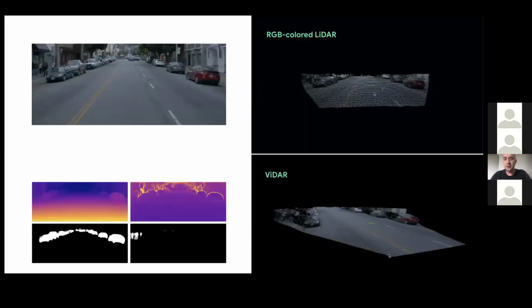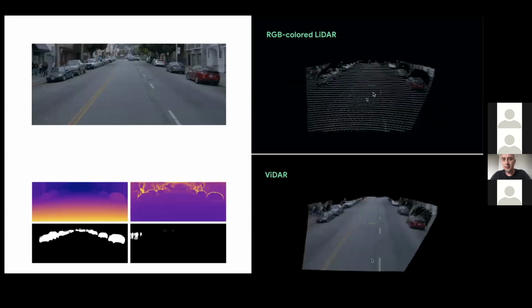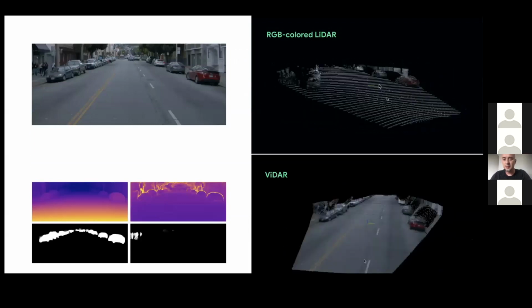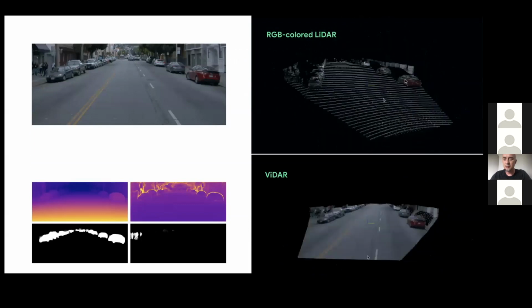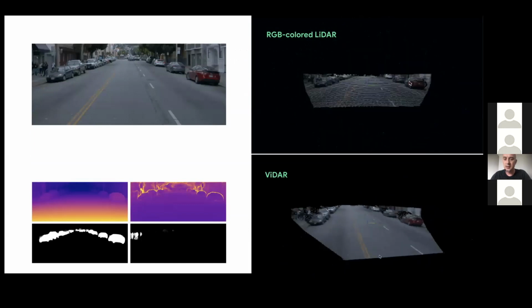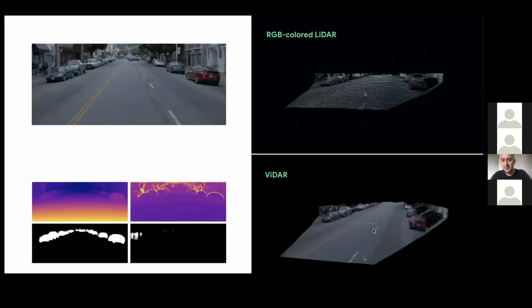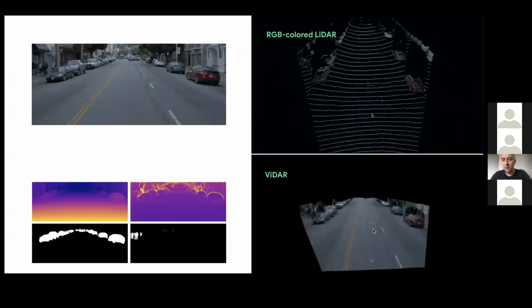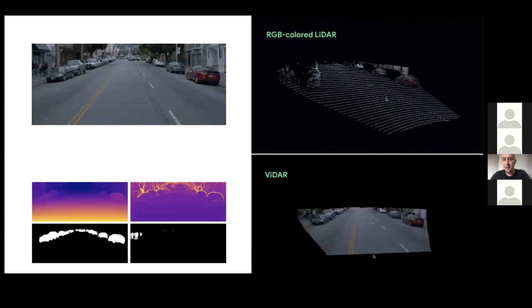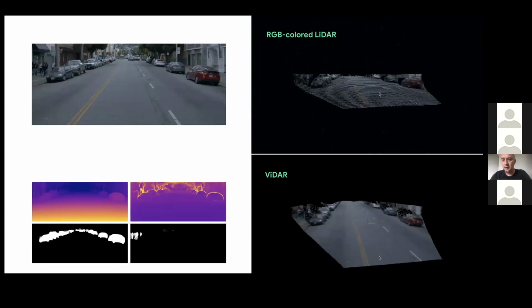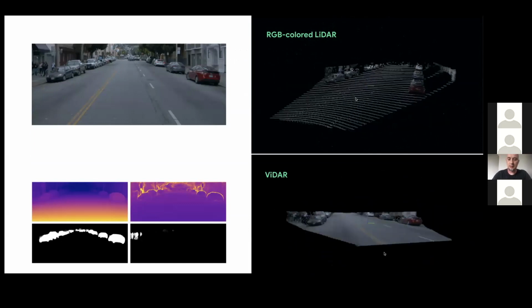And this is a more extreme version of this. On the top here, you have the LiDAR spin as it captured the scene, colored with the camera pixels. On the bottom is this VIDAR scan of the scene. Practically, this is what our model estimates in terms of depth. And you can see there is a lot of really great accurate detail being captured just from a single camera image.